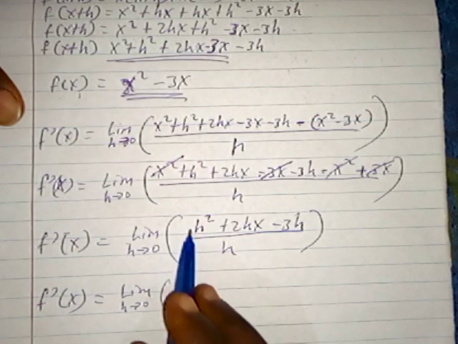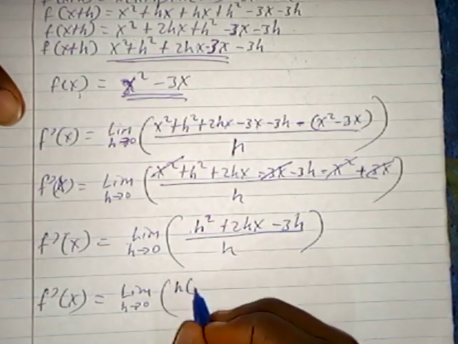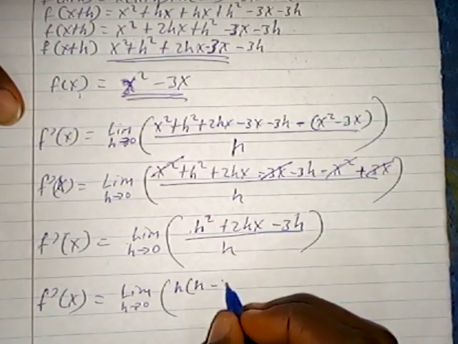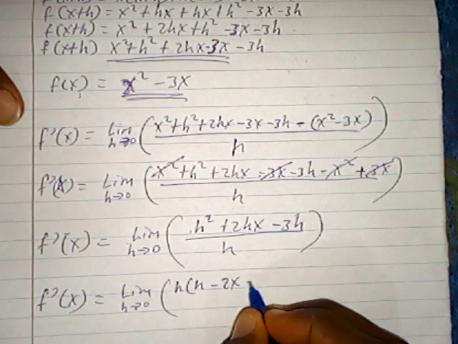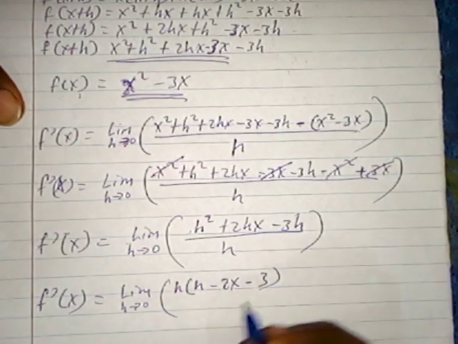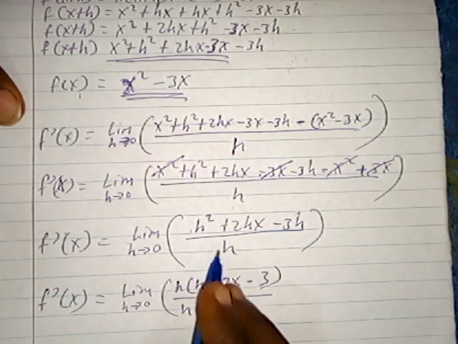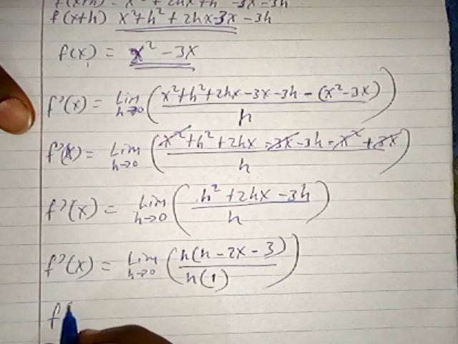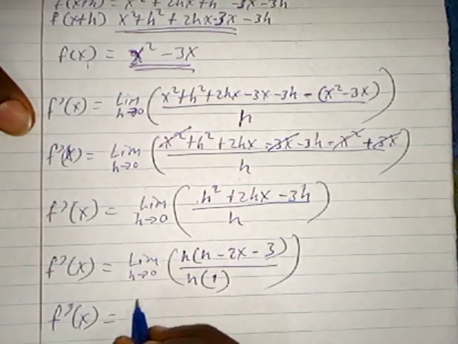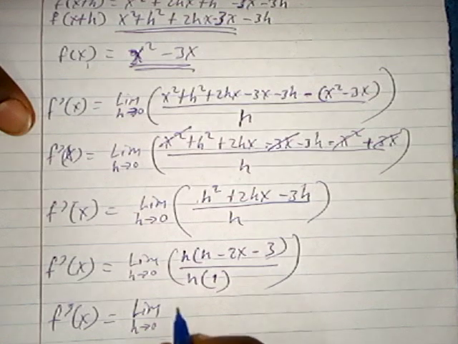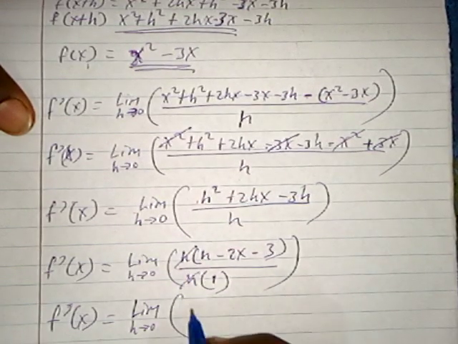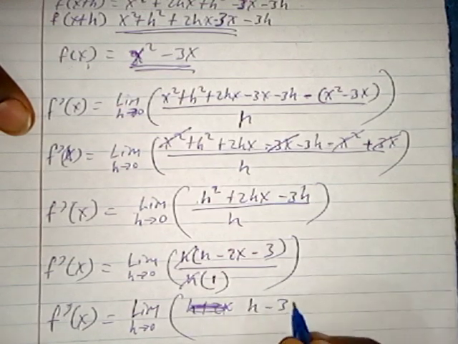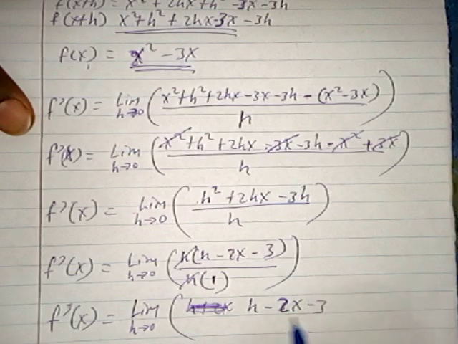We take the common factor, which is h. h into h square is just h, h into 2hx is just 2x, h into 3h is just 3, all upon. Here again we take the common factor, which is h, h into itself 1 time, all in brackets. So f prime of x, the first derivative, is equal to the limit where h is moving towards 0, right? This cancels this. What is remaining? h plus 2x, sorry, h plus 2x minus 3 upon 1.